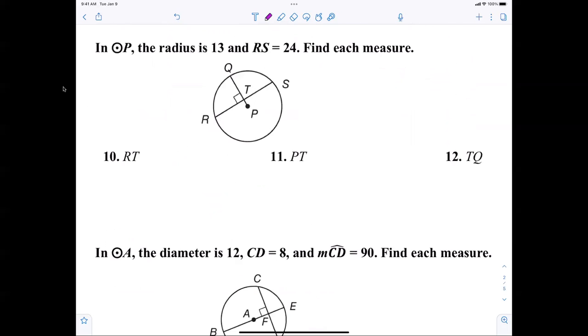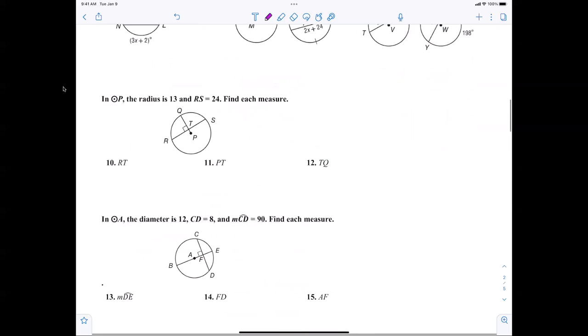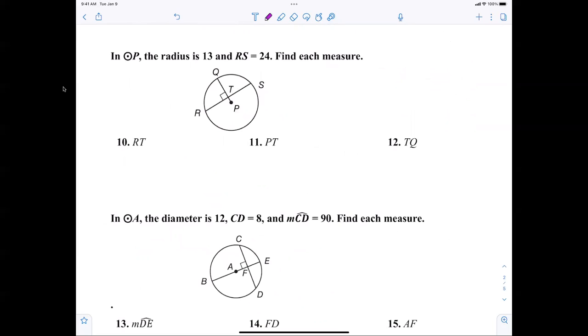All right, let's take a look at number 10 for a quick second. The radius is 13. RS is 24. So somebody tell me what TS is. 12. And RT is what? 12.